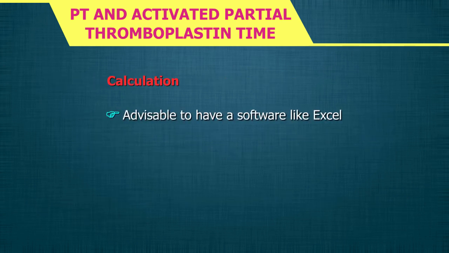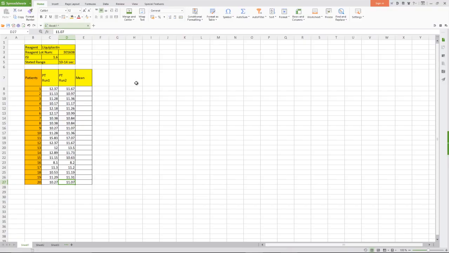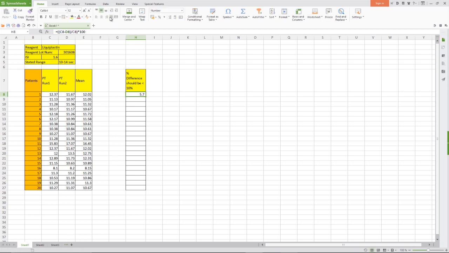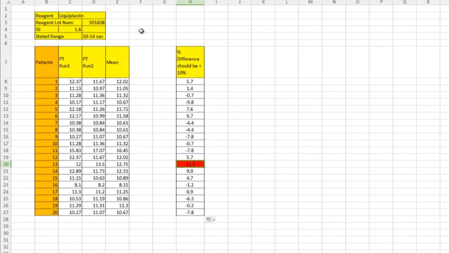Calculation. It is advisable to have software like Excel to make the calculations easier. Say, 20 samples are run in duplicate. The mean of both runs for each sample is calculated. Calculate the percent difference between the two readings. The percent difference should be less than 10. Exclude all the outliers that have a percent difference more than 10. In our example, one set of values shows 12.5% difference.